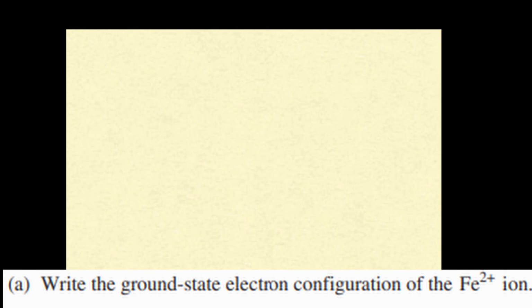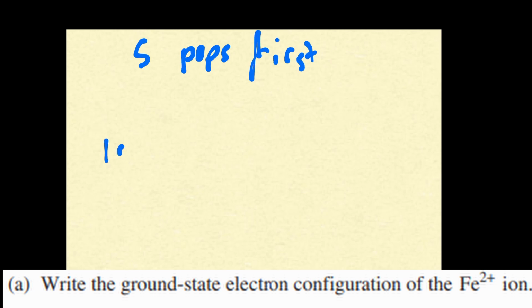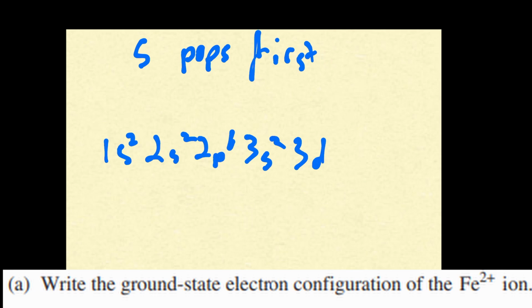For this question, you have to remember that when a transition metal is ionized, the s sublevel electrons pop off first. Therefore, our full electron configuration would be 1s2, 2s2, 2p6, 3s2, 3p6, and 3d6 because we have no 4s2 anymore.